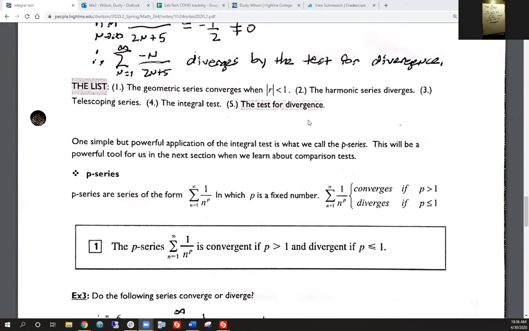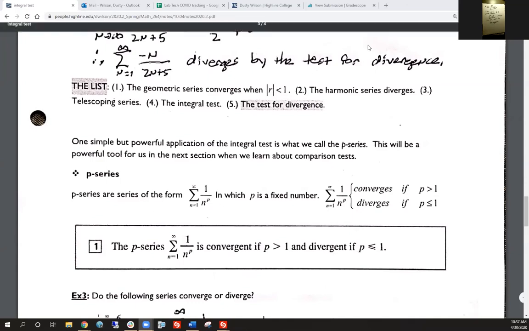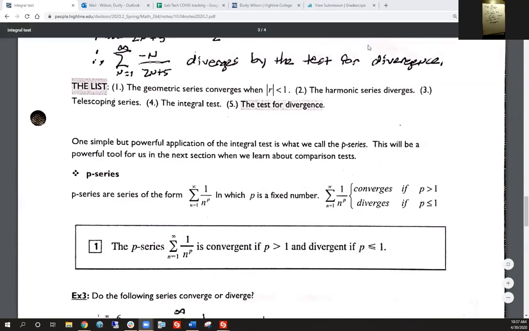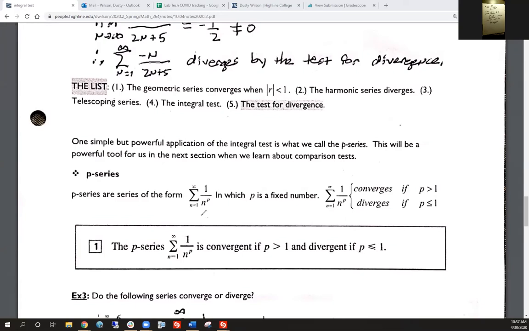So let's move on and pick up one more thing in this section. A simple but powerful application of the integral test is what we call the p-series. And this will be a powerful tool for us in the next section when we start talking about comparison tests. So p-series are of the form series from n equals 1 to infinity of 1 over n to the p.